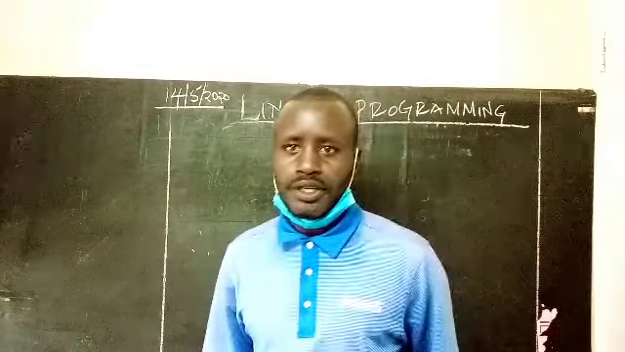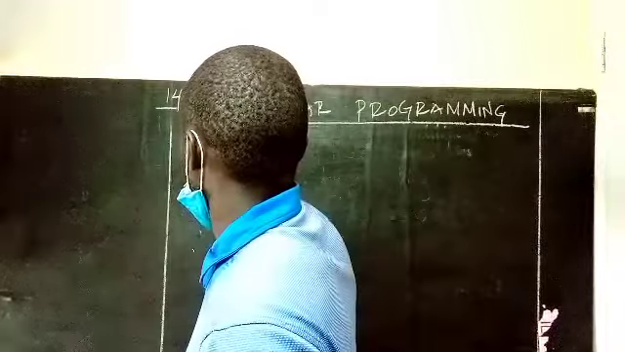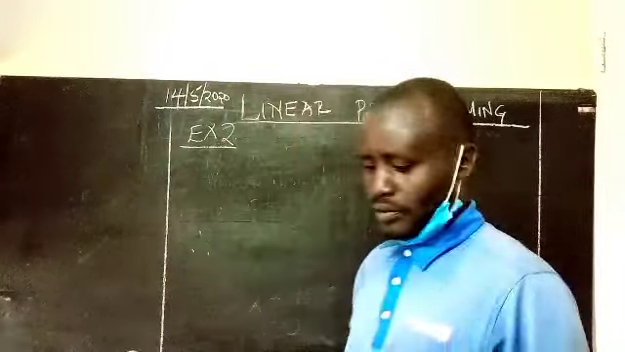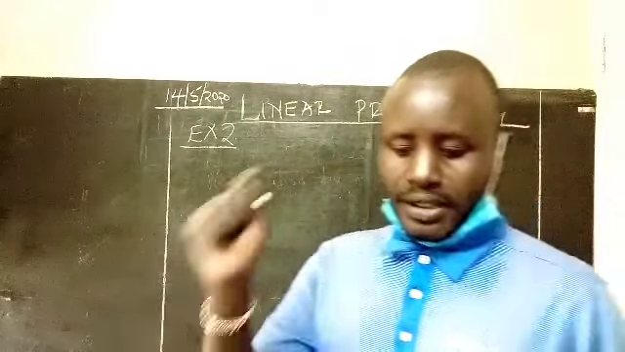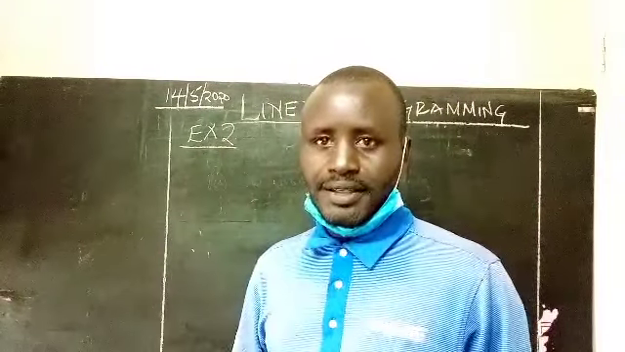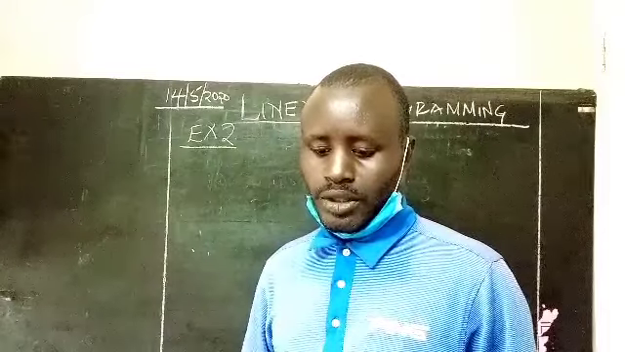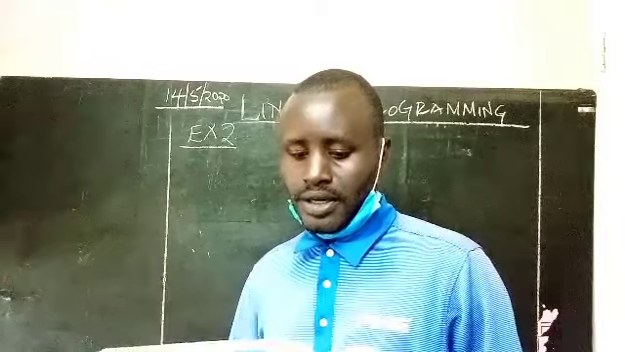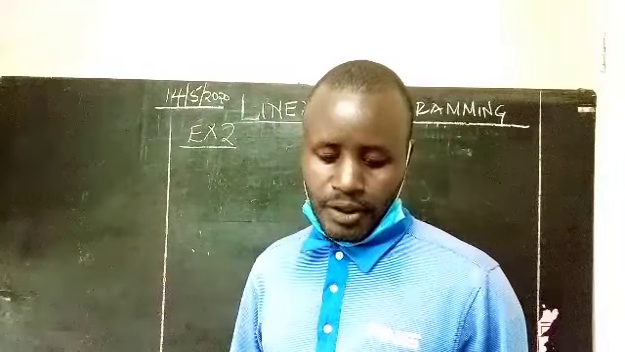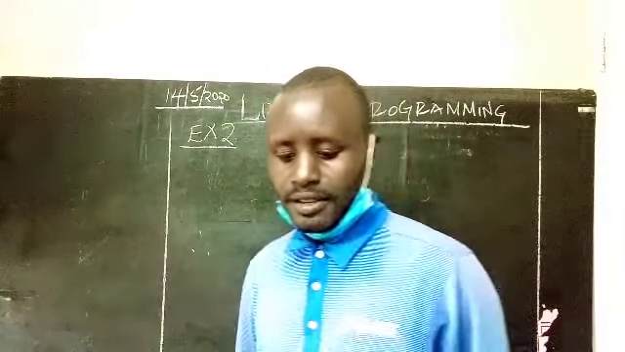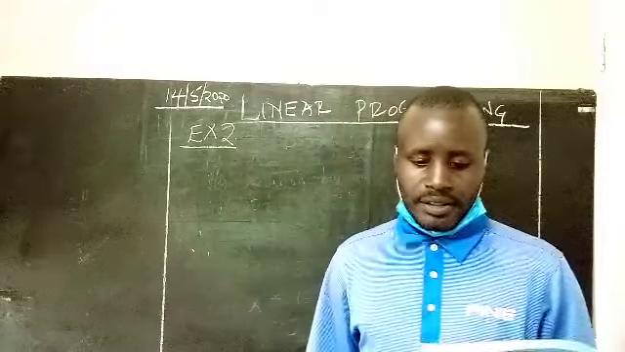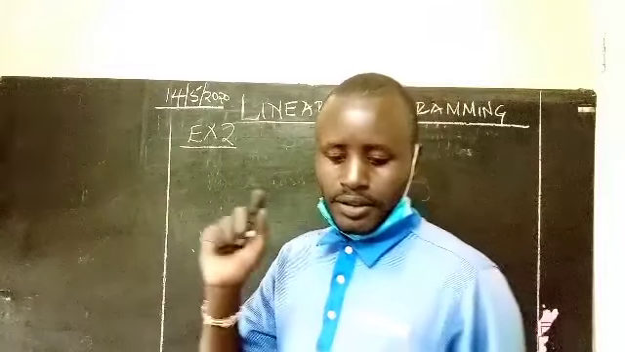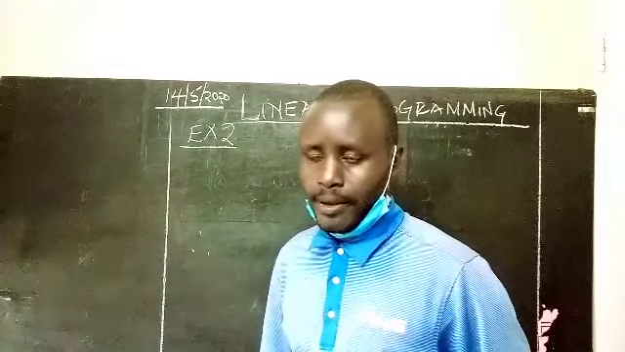So we'll continue with example 2. We have the perimeter of a rectangle whose length is x centimeters and width is y centimeters is more than 10 centimeters. Form all the inequalities connecting x and y.